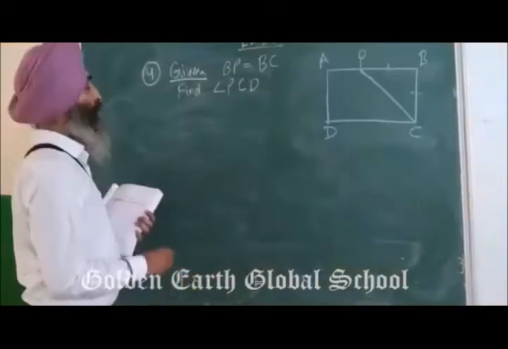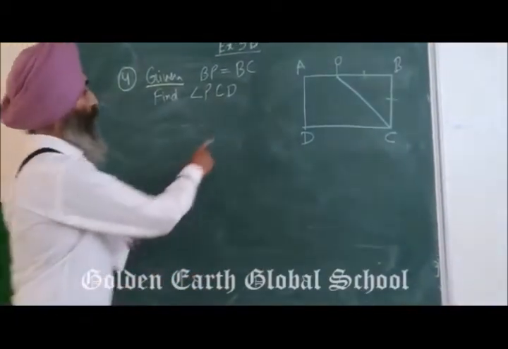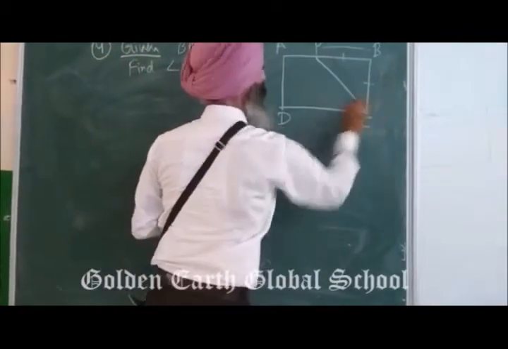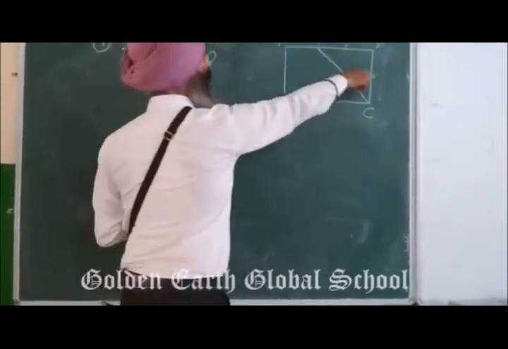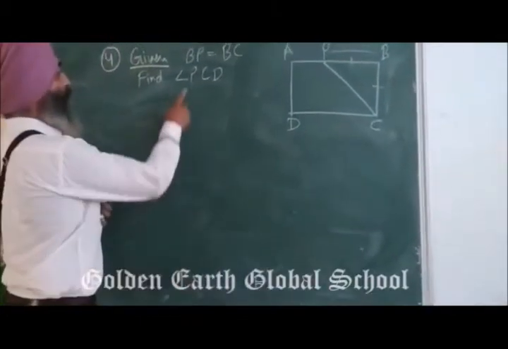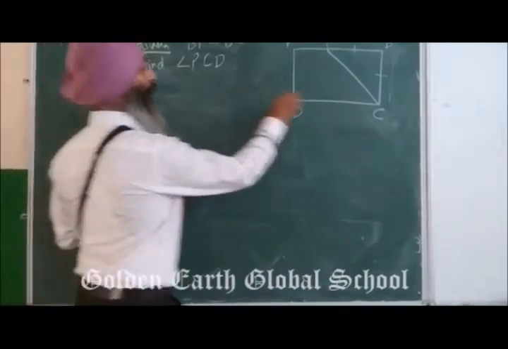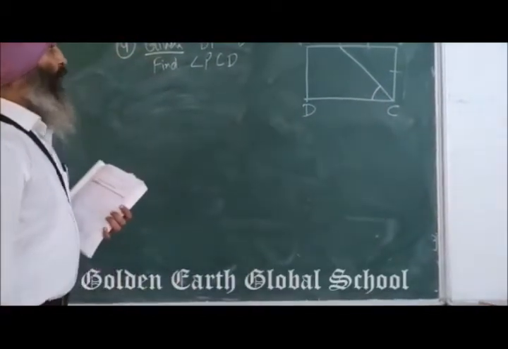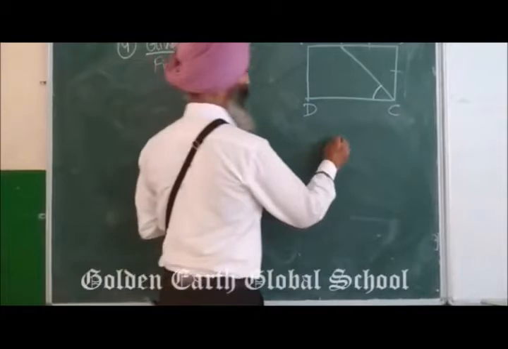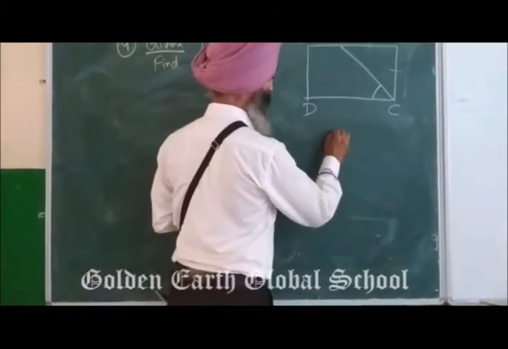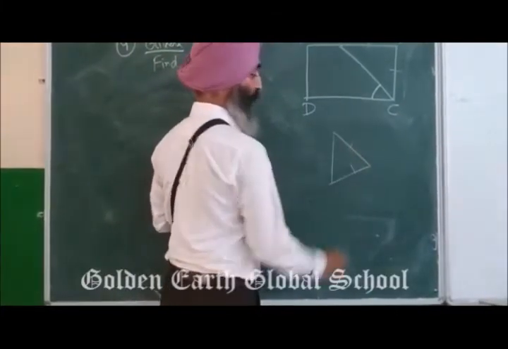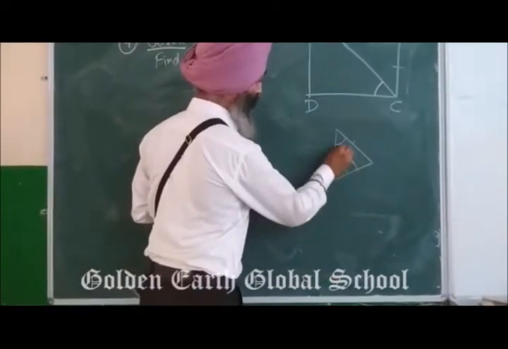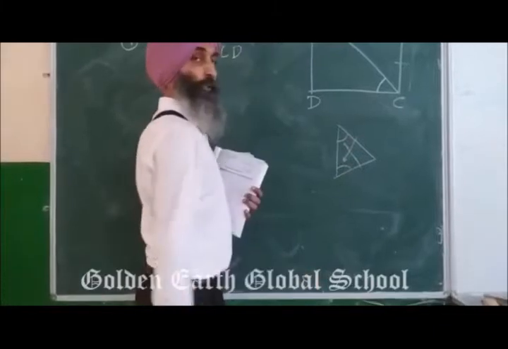Okay everyone. In the fourth question, it is given in the figure that BP is equal to BC. These sides are equal, and we have to find angle PCD. It means this angle. We have to find this angle. Now how to do it? As you know that in a triangle, if two sides are equal, then their opposite angles are also equal.